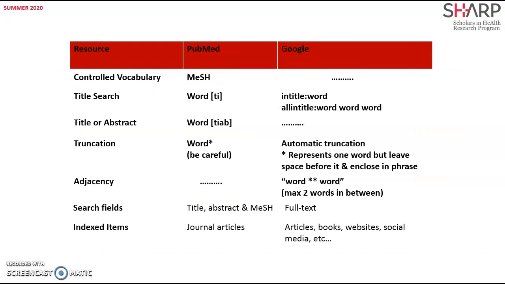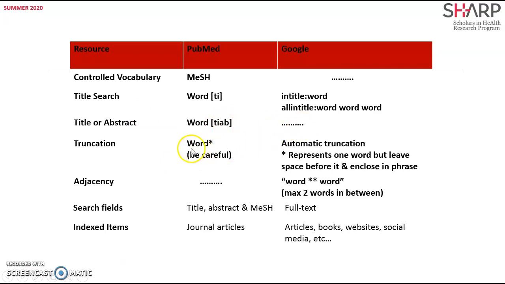In PubMed, there is MeSH, which is the controlled vocab, medical subject headings. Google has none. It's a keyword search database. When I want to look up the title in PubMed, that's the syntax I use. Versus in Google, I type in intitle, colon, no space, word, or allintitle if I want all the words to be in the title. If I want to look up the word in the title or abstract, that's the syntax I'll be using. In Google, there's no option for this.